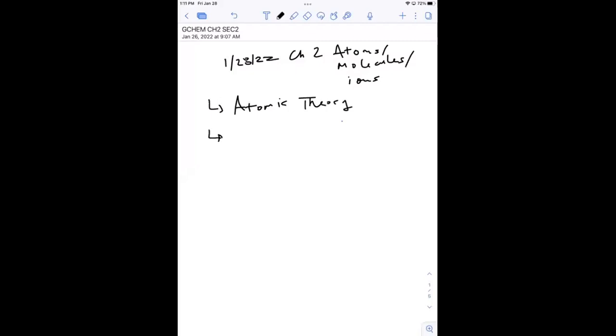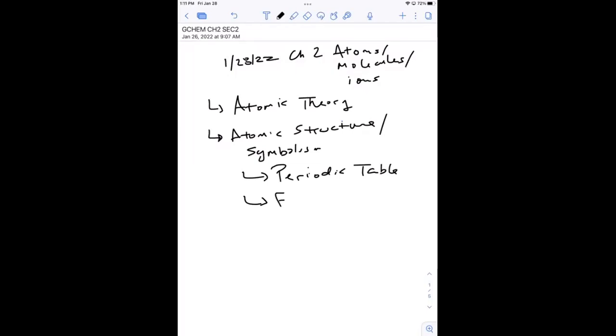We're going to talk about atomic structure and symbolism, which is going to lead us into a discussion about, obviously, the periodic table. We'll introduce a little bit of that today. And based on that, we're also going to talk about formulas and naming.